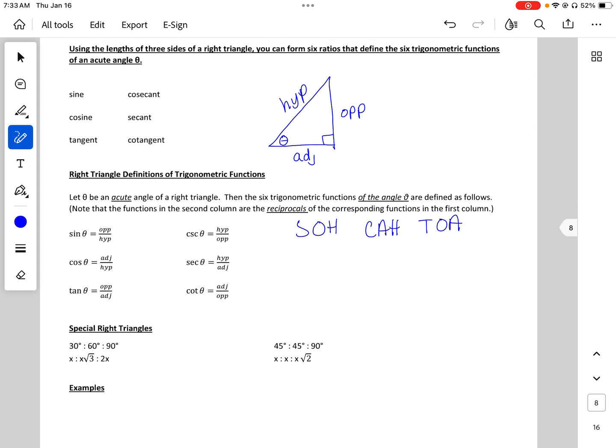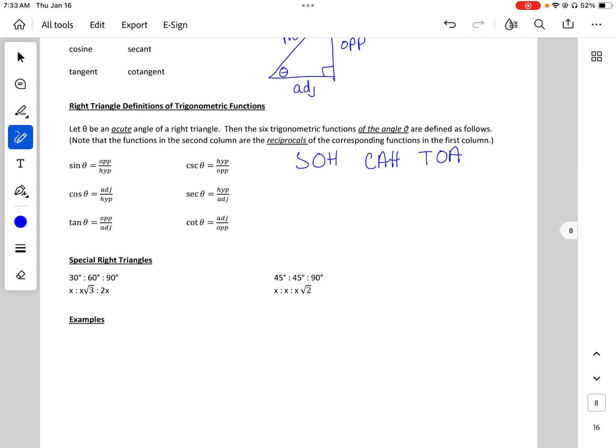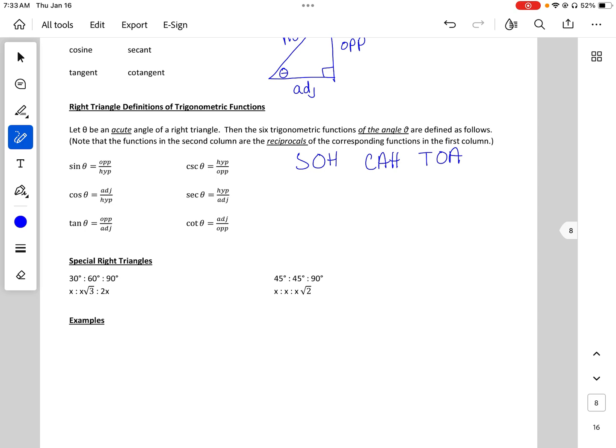So we have special right triangles. Special right triangles are the 30, 60, 90 and the 45, 45, 90. So let's talk about the 30, 60, 90.